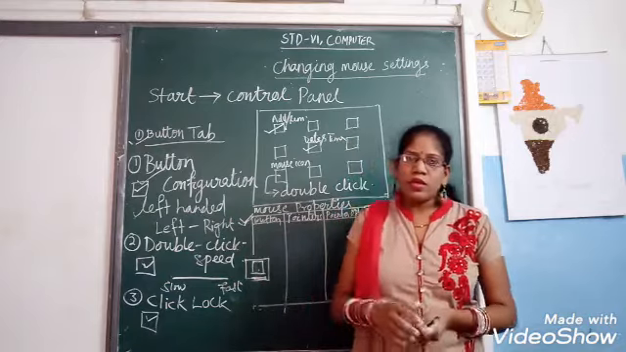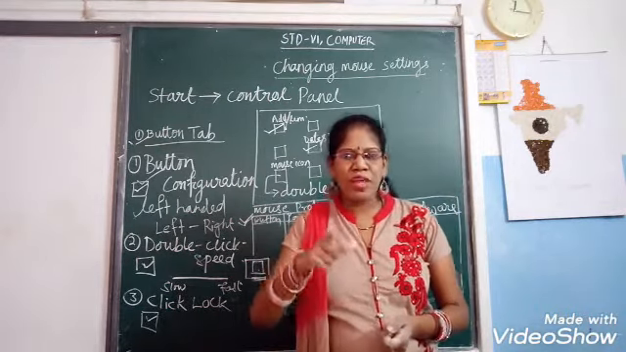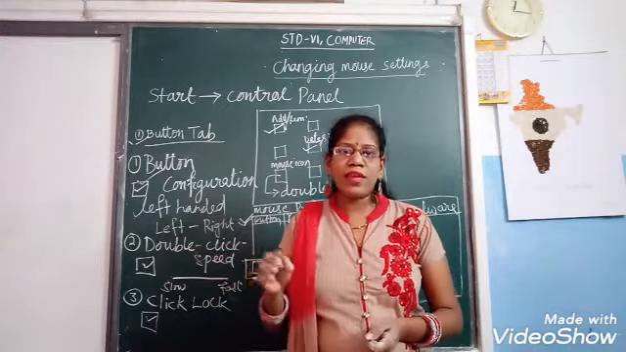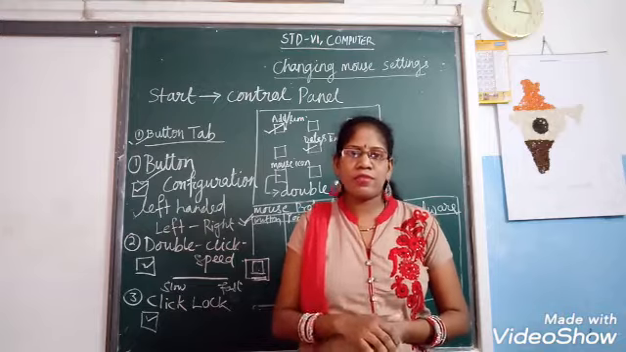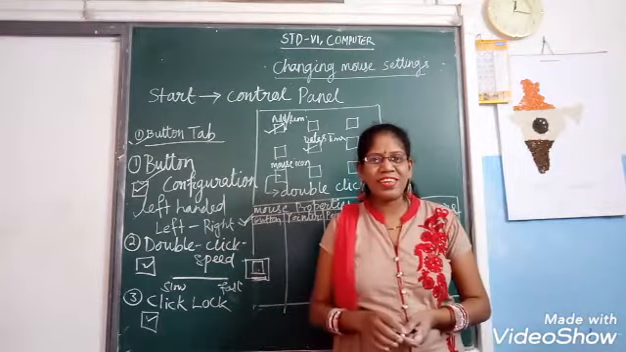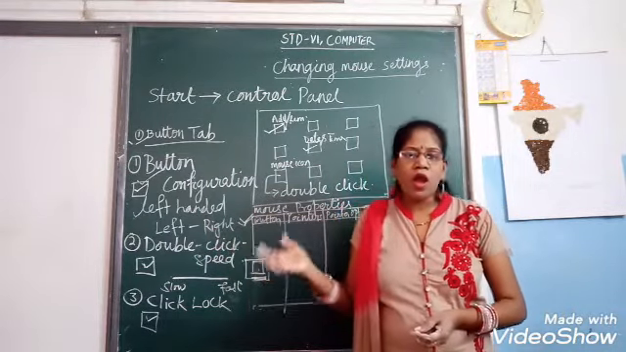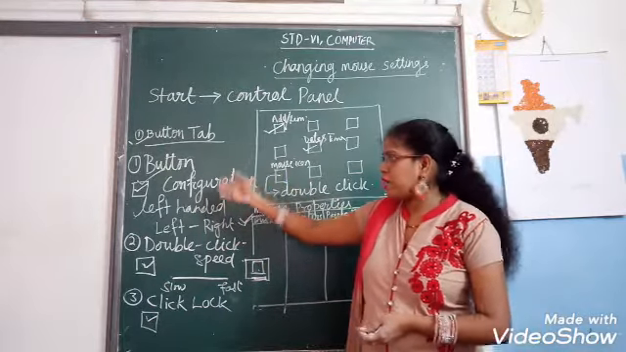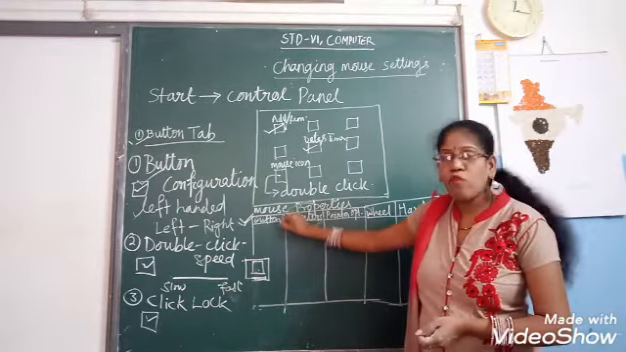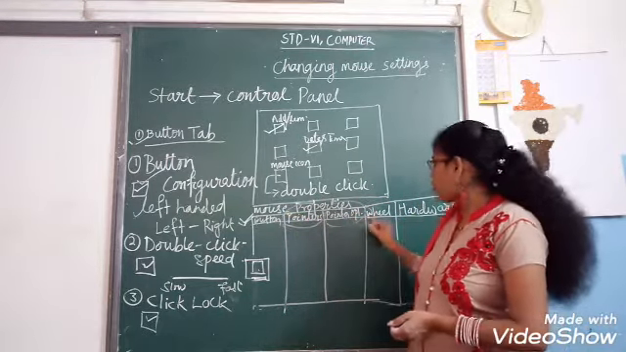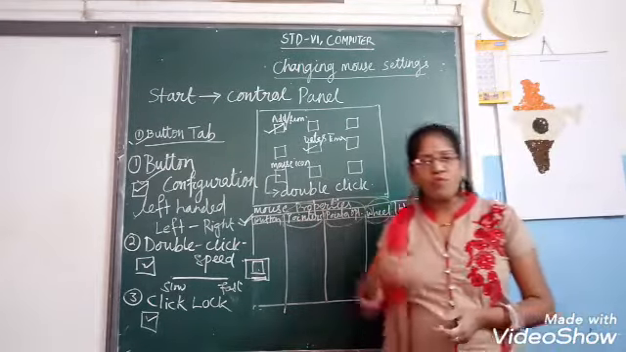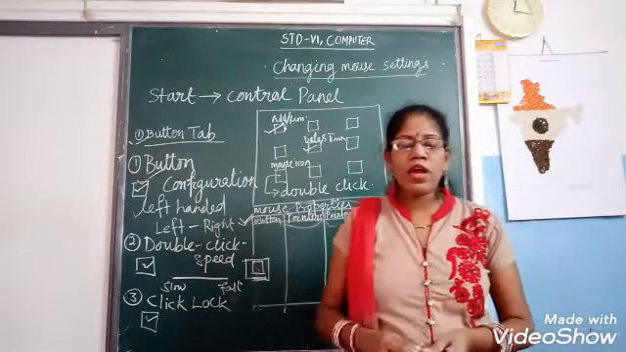And click lock will help you not to press the click for a long time. Just press the click and drag, and again press and release it. You can select the documents. So students, I think you have understood how to use the buttons tab. In my next class, I will tell you the work of the pointer option and what you have to do in the wheel. Hardware, you will read in your higher classes.